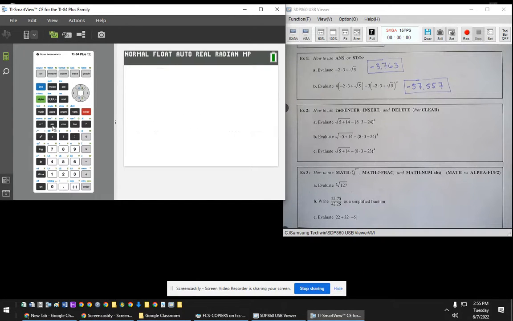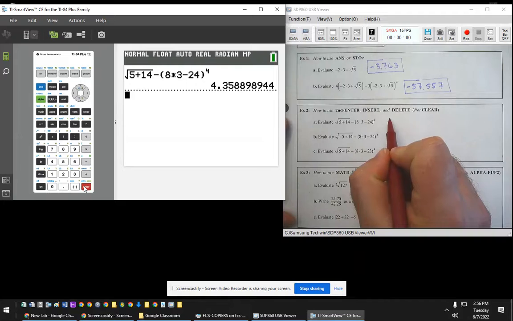So let's start off by typing this one is, I want to do the square root of 5 plus 14. Now you'll notice that the square root stops here. So I got to hit the over arrow to get out of the square root. Then I have a subtract. Then I have a quantity of 8 times 3, subtract 24. And then that goes to the exponent. That means this to the button up here. Fourth, and our calc spits back 4.358.